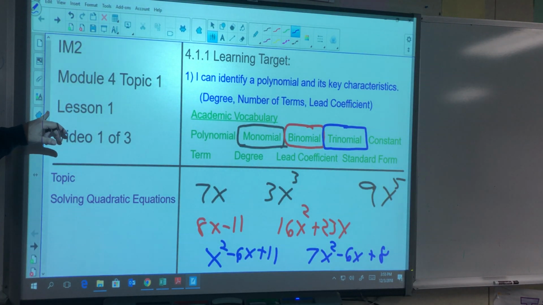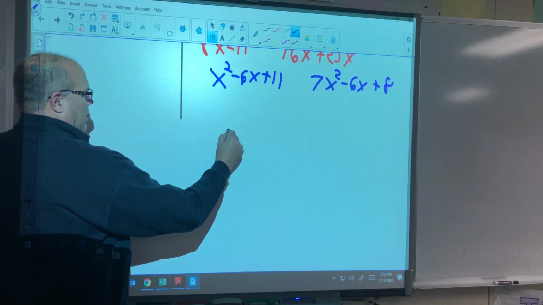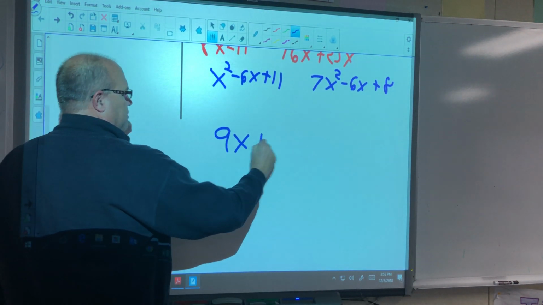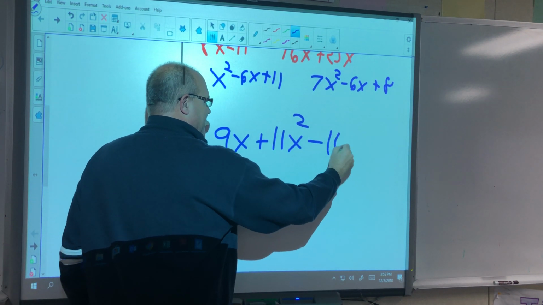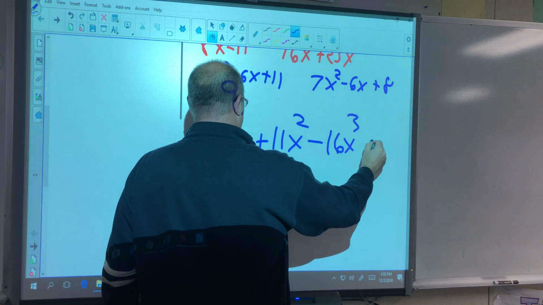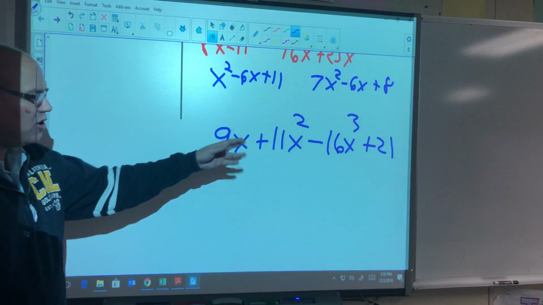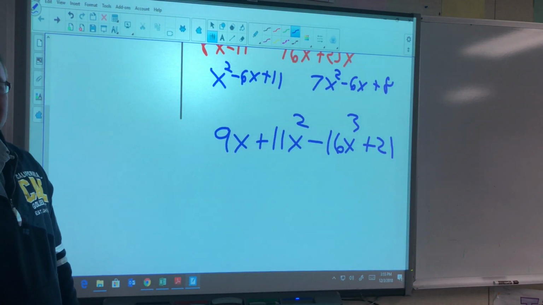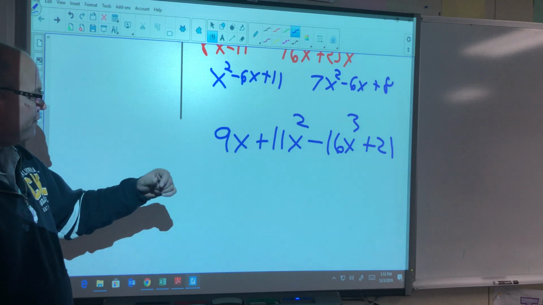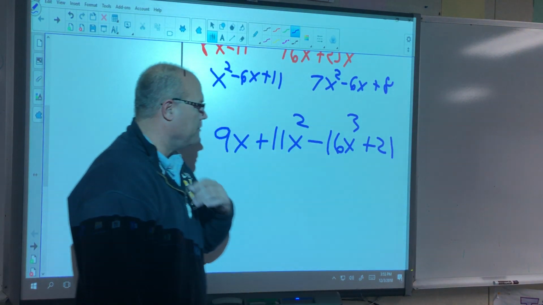So let's take a look at one here. How about if I give you 9x plus 11x squared minus 16x cubed plus 21. Now this polynomial is not in standard form. How many terms does it have? That's right, it has 4 terms. 1, 2, 3, 4 terms.